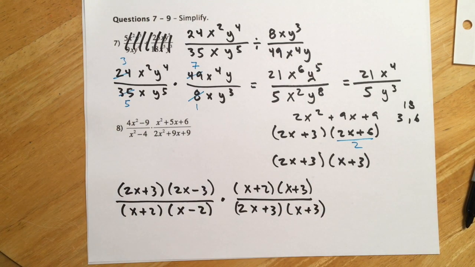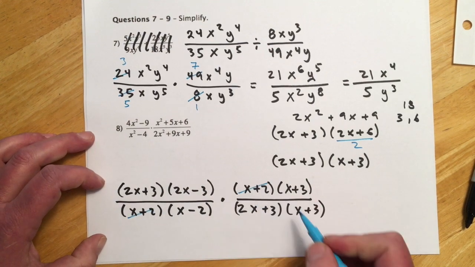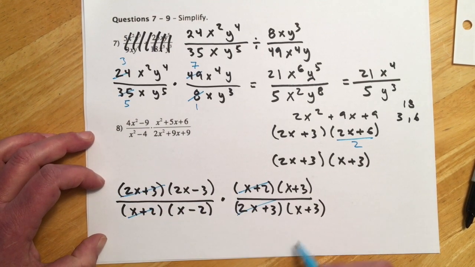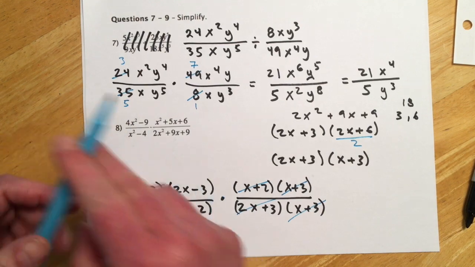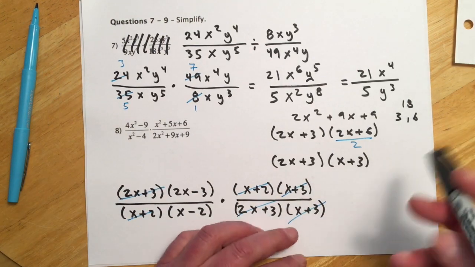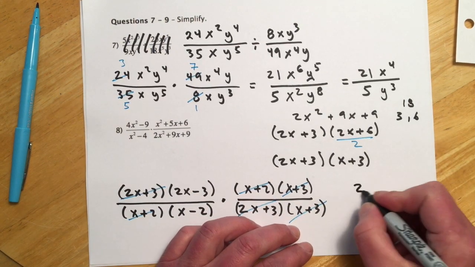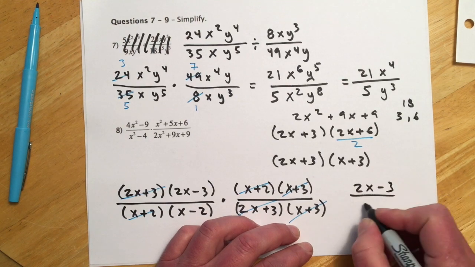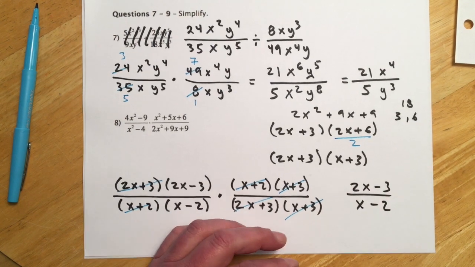So we got x plus 2's, those can go. 2x plus 3's can go. X plus 3's can go. So it just looks like right there is what's left. So final would be 2x minus 3 over x minus 2.